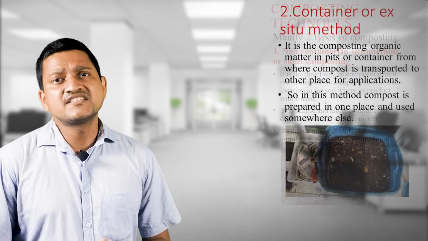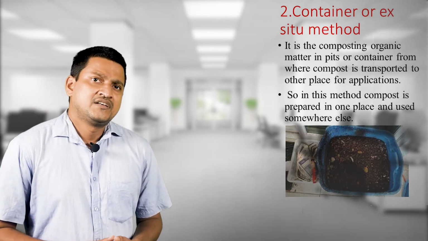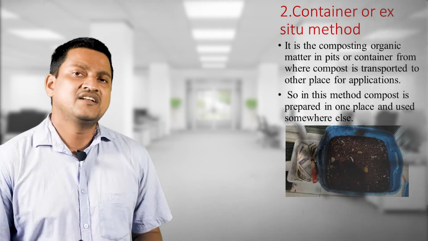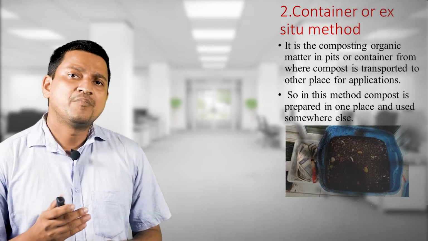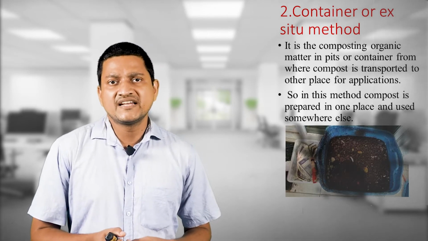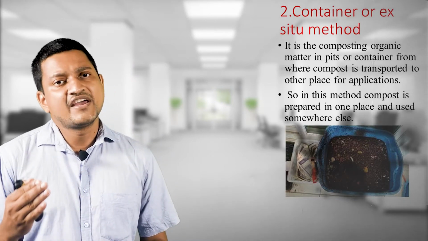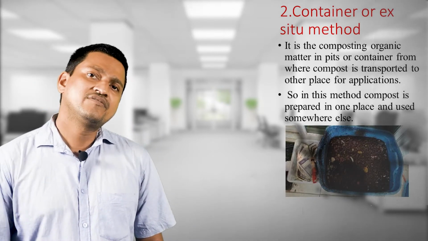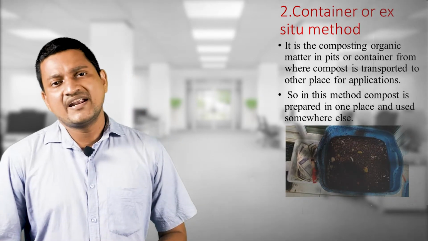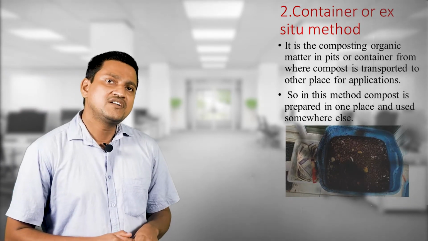The second method is the ex situ method, otherwise called the container method. It is composting organic matter in a pit or container, from where the compost is transferred to another place of application. This is a transfer from the place where it originated to another place of treatment. So in this method, compost is prepared in one place and used somewhere else. It is called the ex situ method.